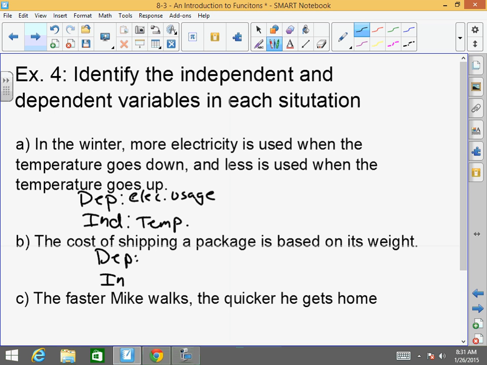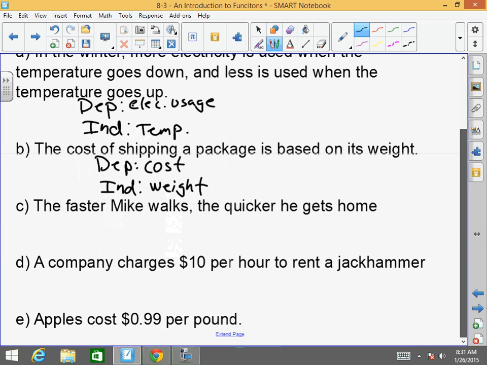The cost of shipping a package is based on its weight. No. The dependent is not the package. The dependent is the cost of shipping. And what is the independent? The weight. The package is nothing. The package is neither independent nor dependent. It's the weight of the package that is independent.